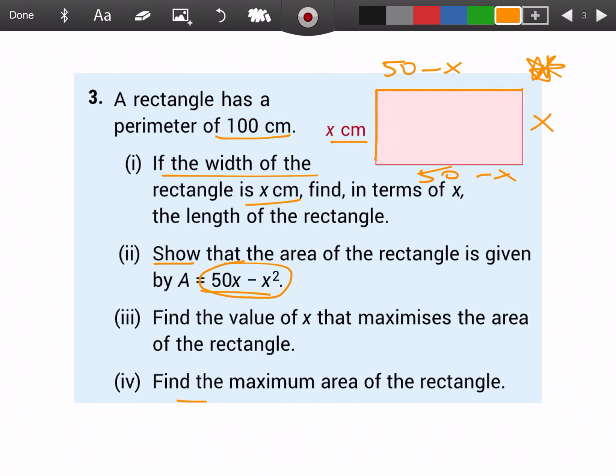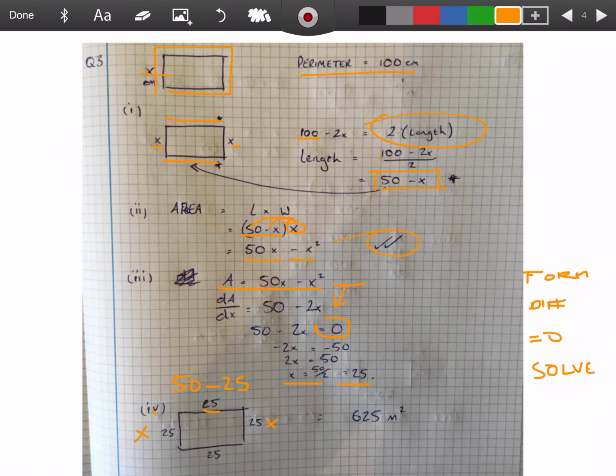Part 4 asks find the maximum area. If I know what the values are on the length and the width, all I've got to do is multiply them. So I do 25 by 25, and you can see that gives me 625 meters squared.